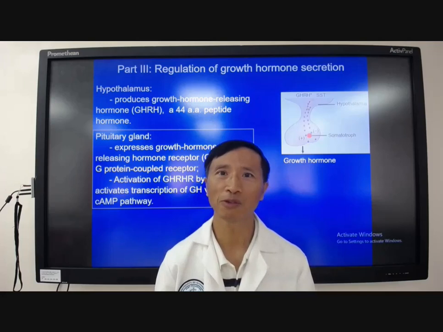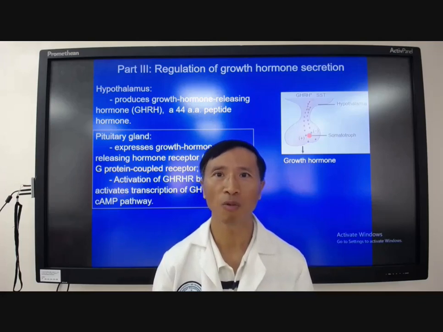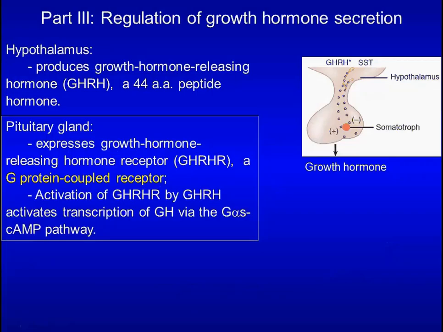Now, let's move to part 3. We will look at regulation of growth hormone secretion. One important hormone that controls growth hormone synthesis is growth hormone releasing hormone. It is a peptide hormone produced by hypothalamus.